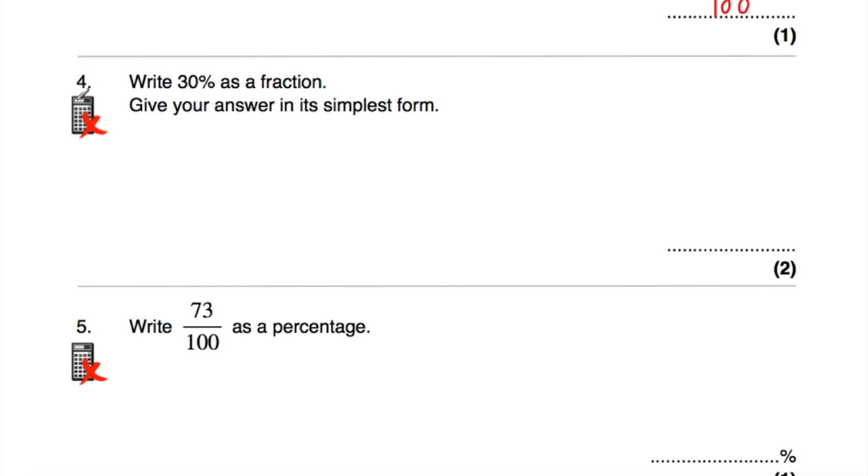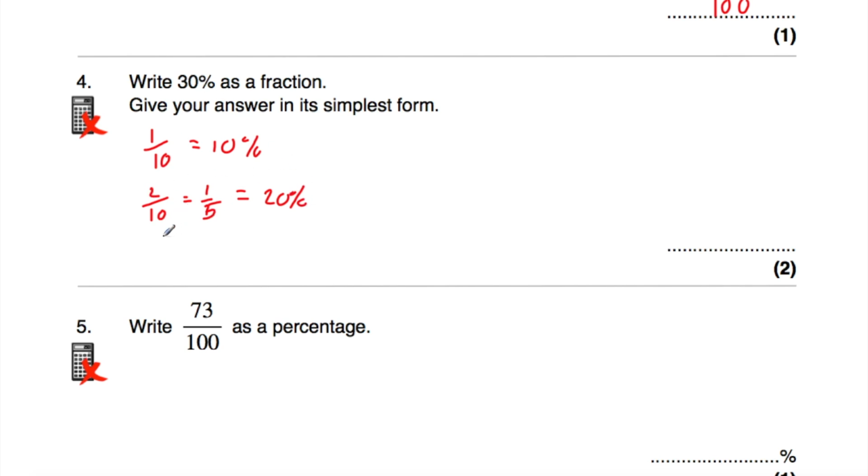Okay, let's have a look at our next one, question number 4. It says to write 30% as a fraction and to give our answer in its simplest form. Now again, this one might be quite useful to learn off by heart. Knowing that a tenth is equal to 10%, thinking about it, a tenth of 100 is 10%. 2 tenths, or 1/5, would be equal to 20%.